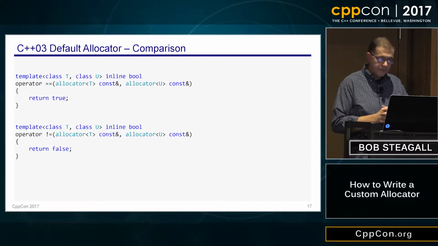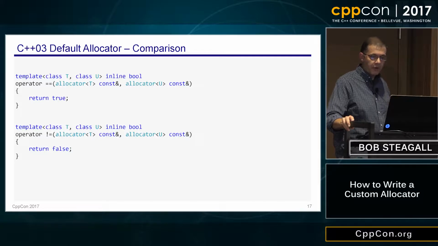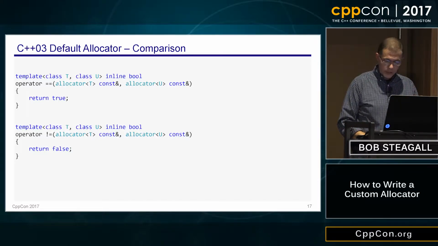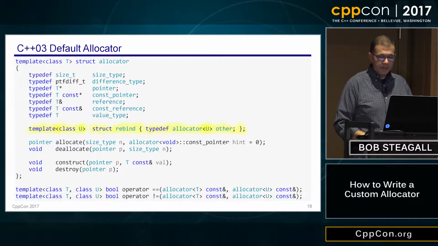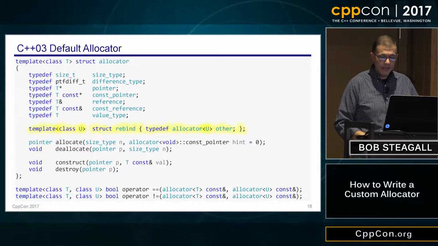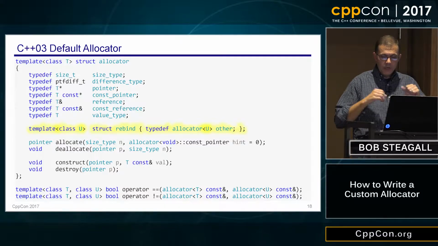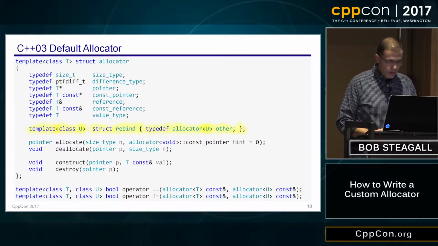Finally, comparisons under this model are trivial. All instances of the old default allocator, and even the new default allocator, are required to always compare equal for all instances. Let's go back for a minute to this strange rebind thing. What does it do? Its purpose is to transform an allocator specialization of one template argument into an allocator specialization of a different template argument.